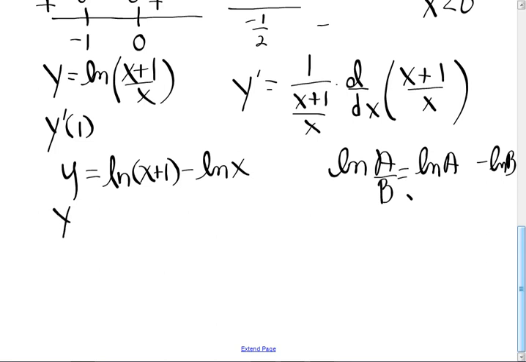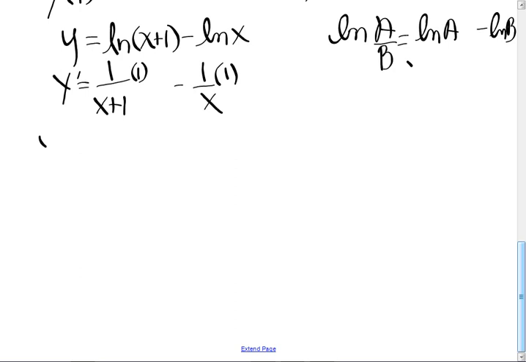Okay, so what's y prime? What's the derivative of that? What's the derivative of log of x? 1 over x. What's the derivative of log of x plus 1? 1 over x plus 1 times the derivative of the inside, which is 1. Now, is it easy to do y prime of 1? It's 1 over 1 plus 1 minus 1. 1 half minus 1, or negative 1 half.